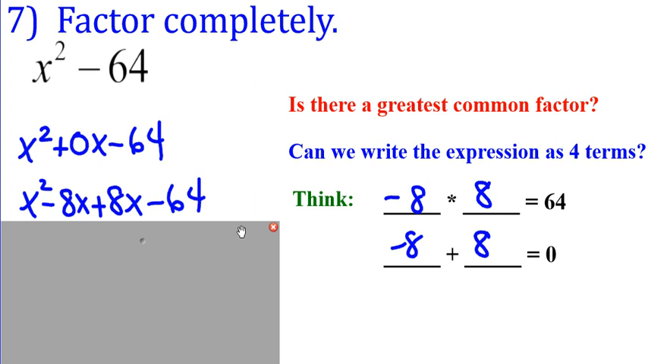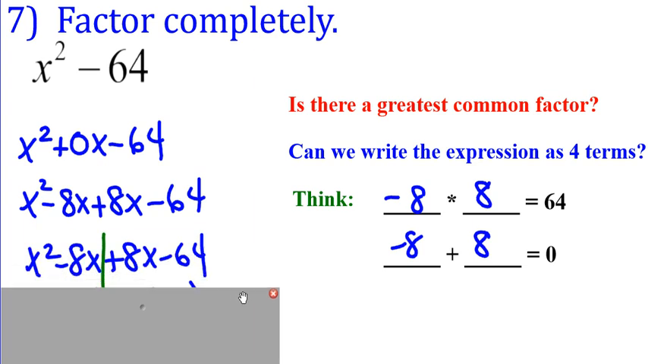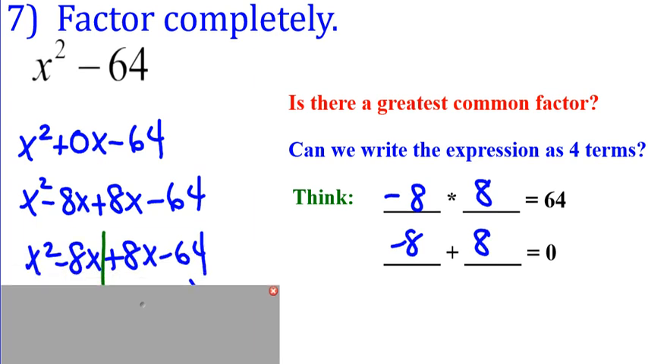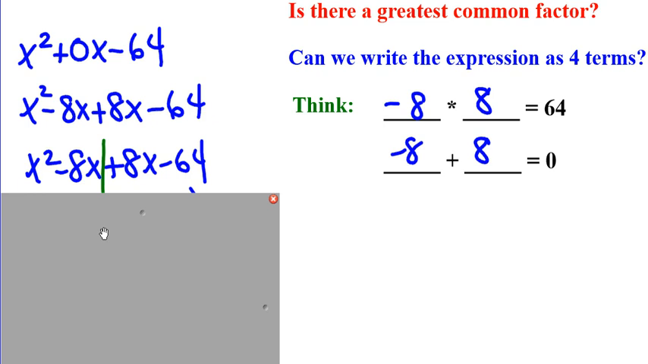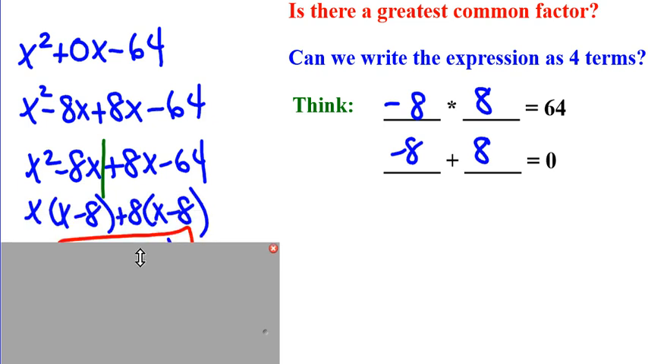Again, we like the 4 terms because we can look at them in pairs and divide out what they have in common. So the first pair has an x that we'll divide out, so we'll have x times x minus 8. The second pair has an 8 we can divide out, so we could have 8 times x minus 8. Again, we look to see, are they being multiplied by the same amount? Yes, it's like they have a common factor. So we can write it as an x plus 8 times an x minus 8.